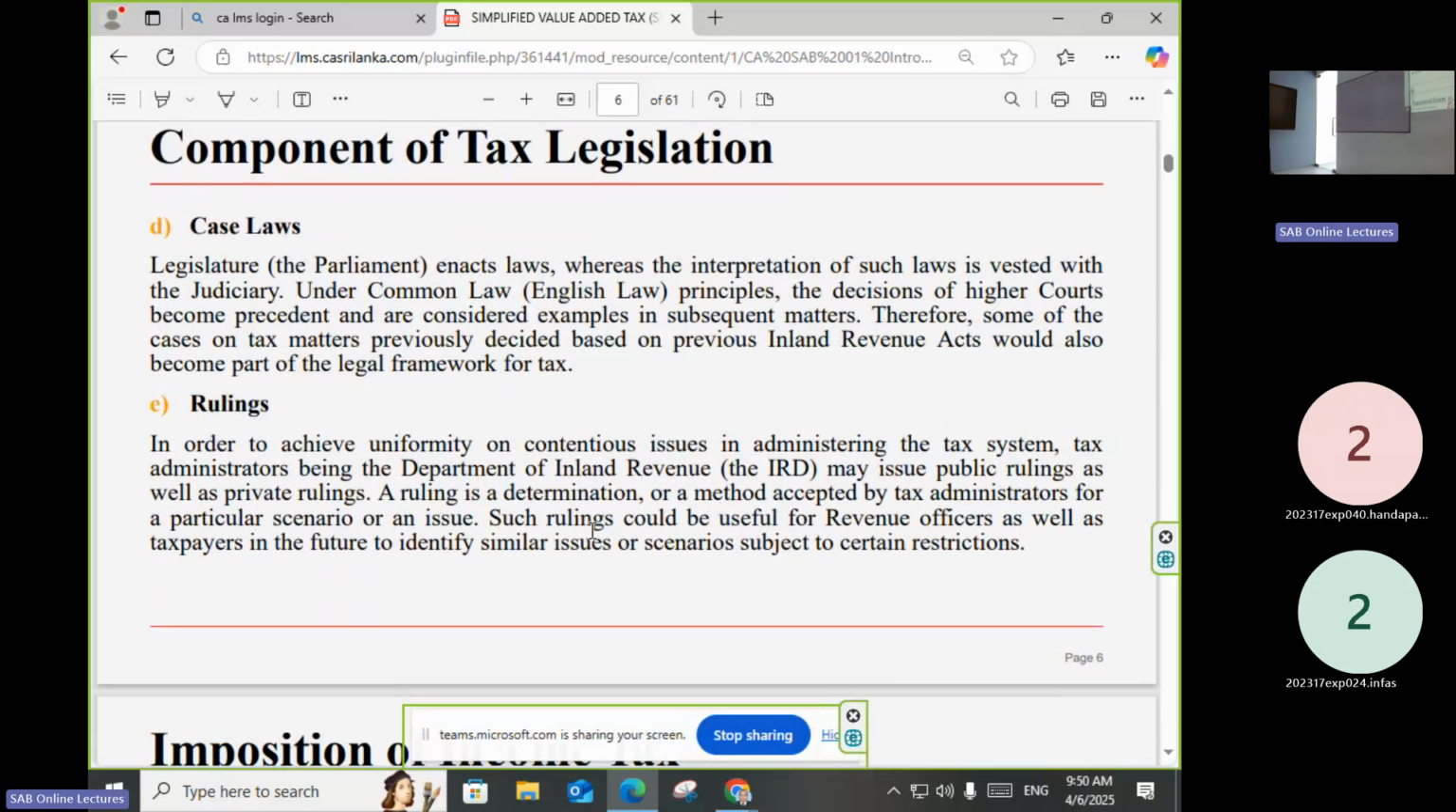So from the tax point of view, there are so many cases. A good example, we'll discuss again under business. So, what is meant by business?